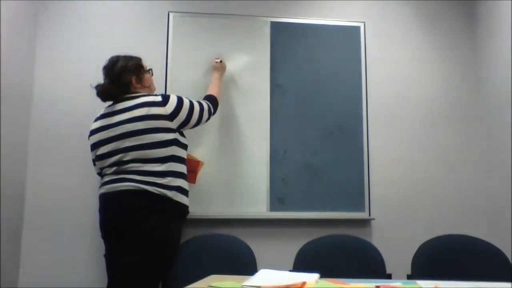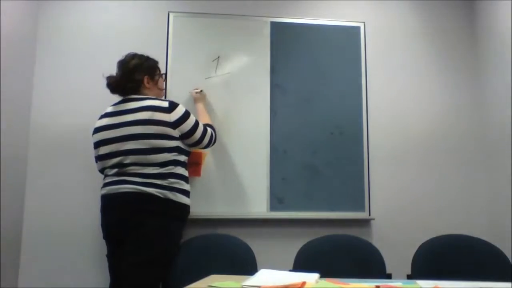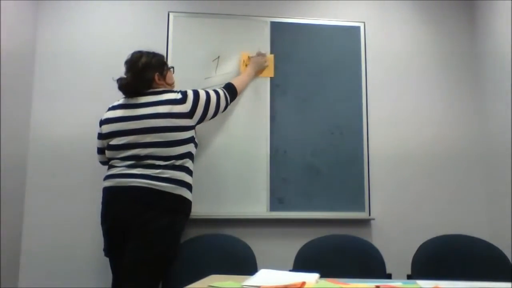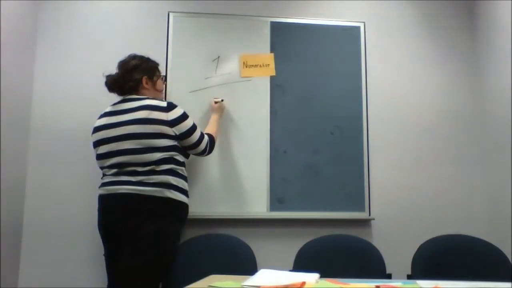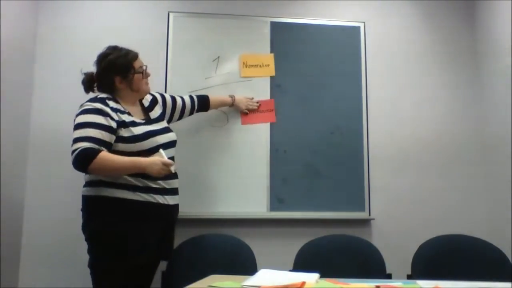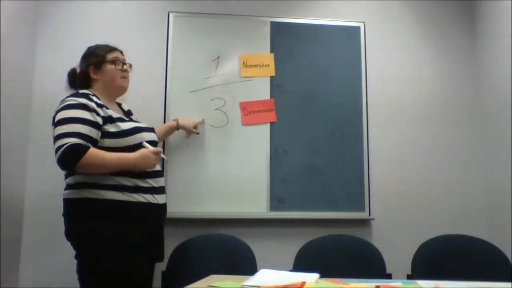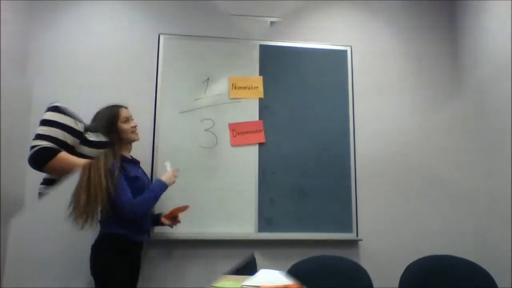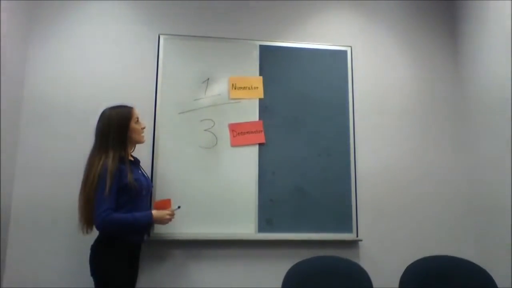The first part is the numerator. And the second part is the denominator. So the denominator tells you how many parts make up a whole, and the numerator tells you how many parts you're counting. This here is a proper fraction.